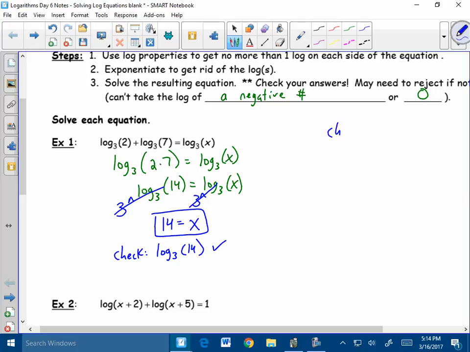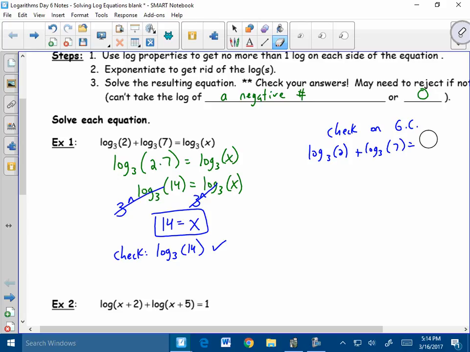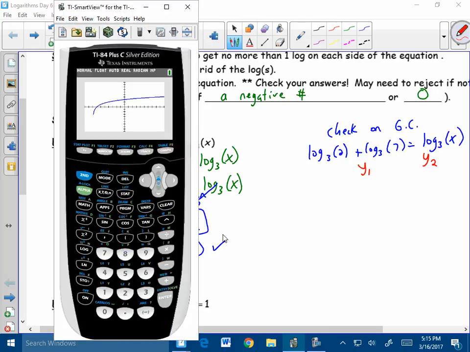We could also check this on our calculator, and we do have the ability to do that as well. And we can solve any equation graphically. Some are easier than others. Just rewriting this here, log base 3 of x. So if I wanted to solve it graphically, I know I can put one side in my y1, the other side in my y2, and look for that intersection point. So let me pull up my calculator again.